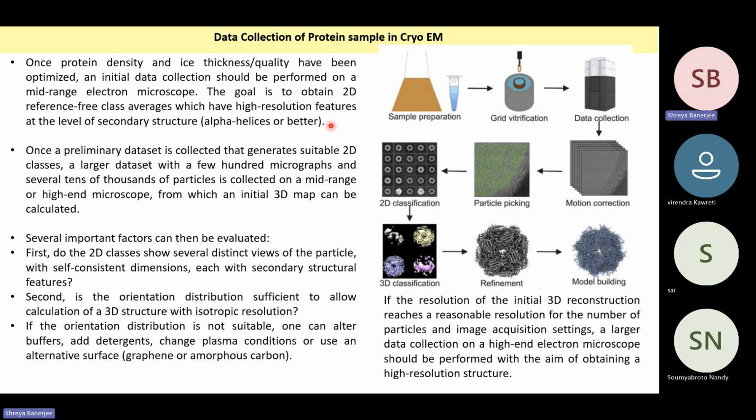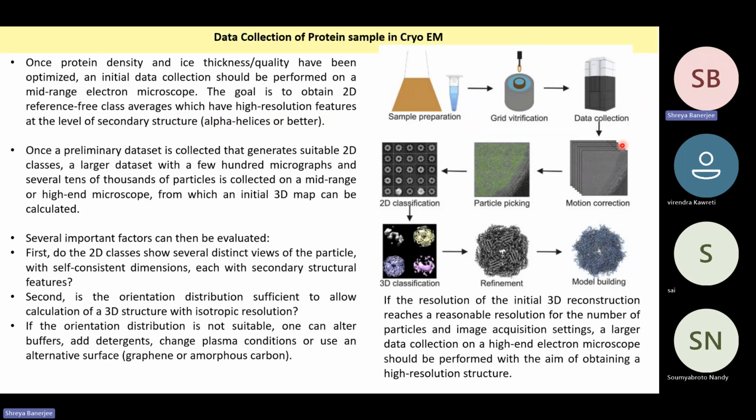So what this means is that you are collecting the data. What the data will give you is different 2D pictures of the 3D sample. So if you have a 3D sample, you can imagine taking the cross section of the sample from different angles. That cross section is a 2D image or 2D projection of the sample. So you will get a set of 2D projections in the initial data collection. These 2D projections will have high resolution features at the level of secondary structure like alpha helices.